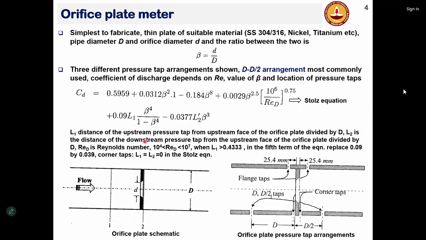L2 is the distance of the downstream pressure tap from the upstream face of the orifice plate divided by D. So again, for a corner tap, L2 will be 0. For a D and D by 2 tap, L2 will be half. And for the flange tap, it will be the same, 25.4 divided by D in millimeter. This equation is known as Stolz's equation, where for a given orifice plate, we can predict the value of the coefficient of discharge.